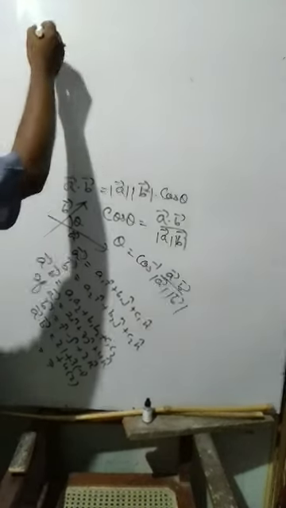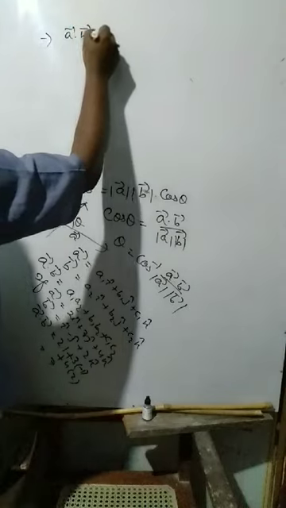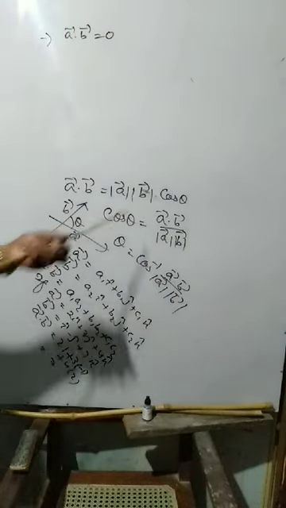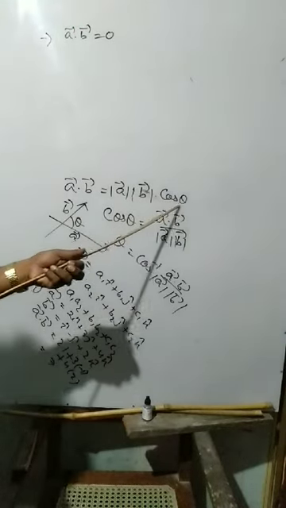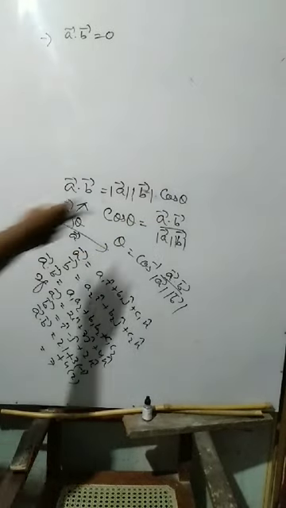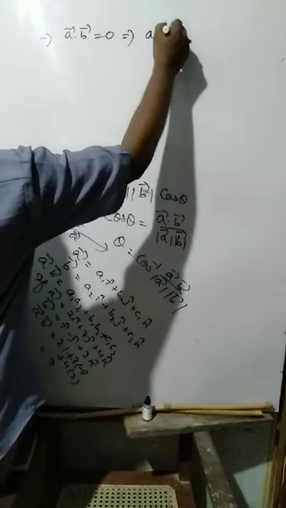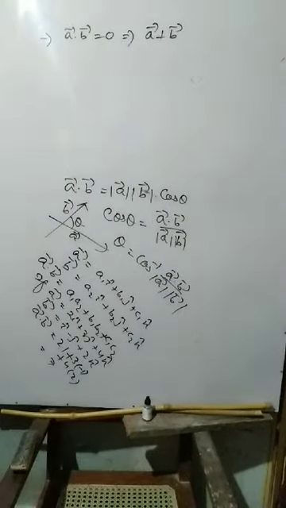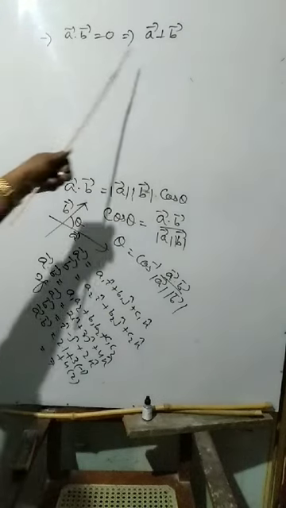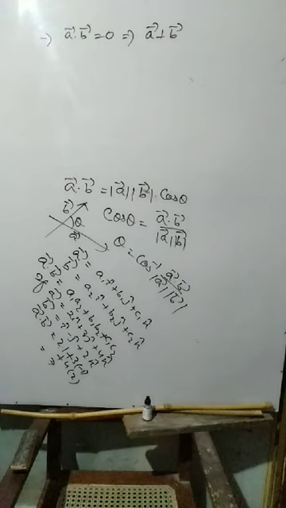Remember, A dot B equal to 0. Here theta is 90 degrees, so cos theta is 0. So 0 into something equals 0. That implies what? A is perpendicular to B. Two vectors are perpendicular if the dot product A dot B equals 0.